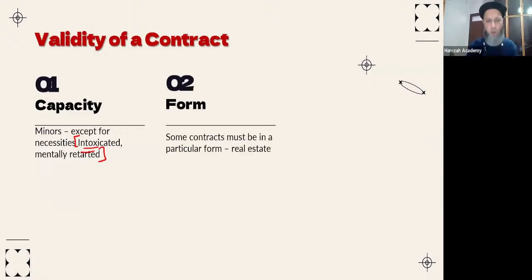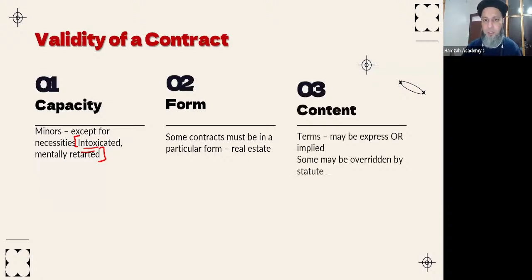Okay. Next is the form. Just like we discussed, if some contracts need to be in a particular form and they are not, then those will not be enforceable. Then we have the terms of the contract.